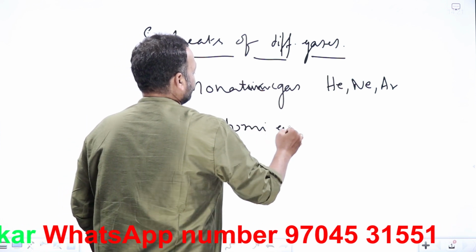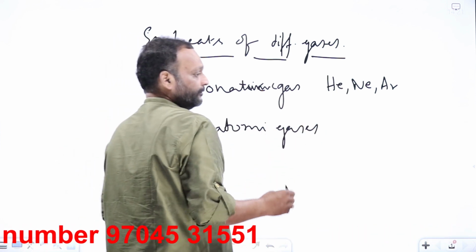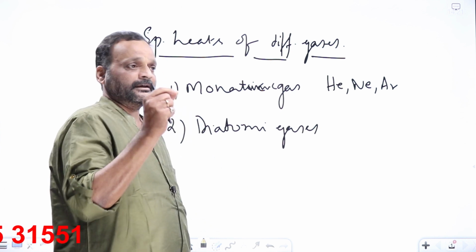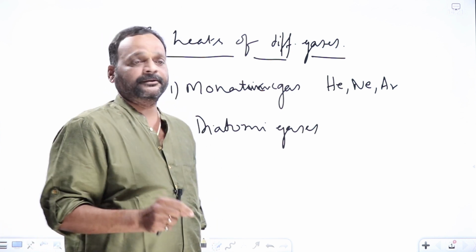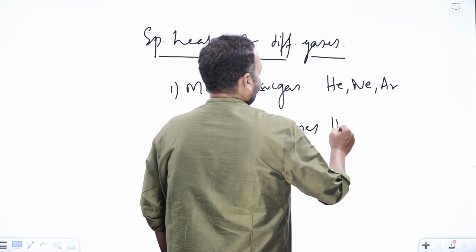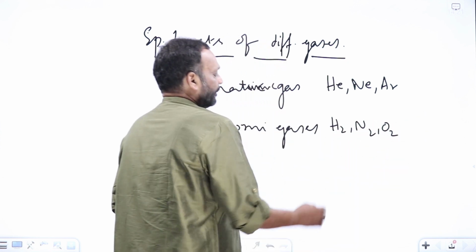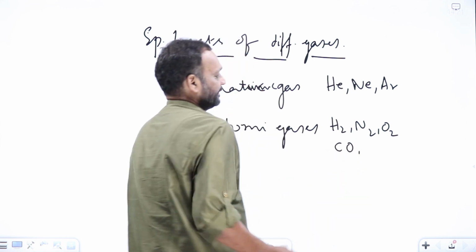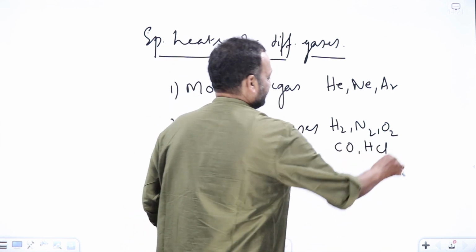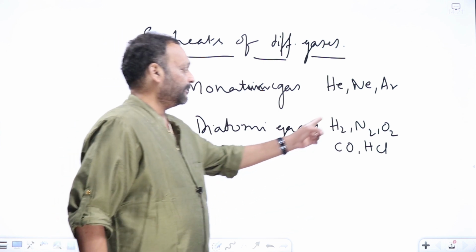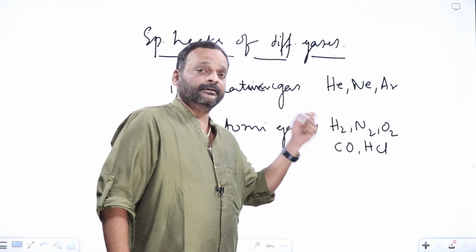Second one, diatomic gases. What are diatomic gases? Gases which have two atoms in the molecule, like H2, N2, O2, or CO, carbon monoxide, or HCl, like this. These are known as diatomic gases. Here the molecule contains two atoms.